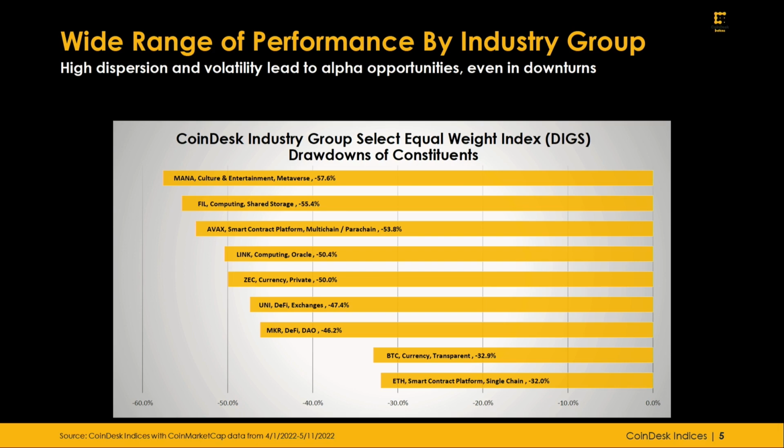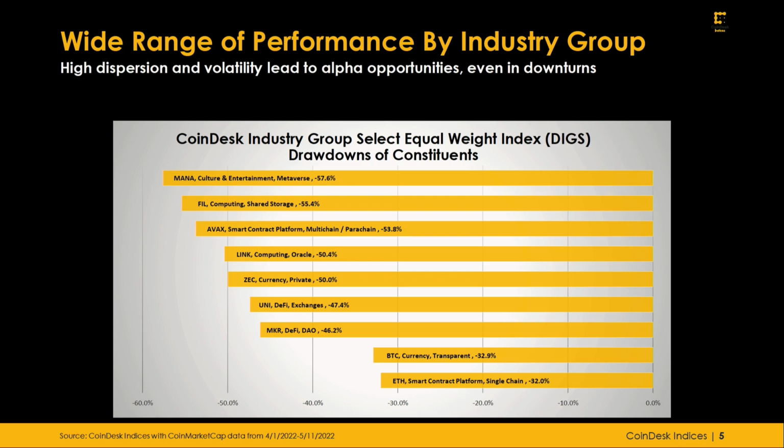Inside of one of our well-diversified indices that supports Web3 product, it's called the CoinDesk Industry Group Select Equal Weight Index, or DIGS. We have the top eligible asset from each of the industry groups, so currently there's 10. And you can see that there's a big difference between the 30% drop in ETH, which is of the smart contract platform sector, and the single coin industry group, is only a little less than half of the drop that we had in Decentraland and Mana.